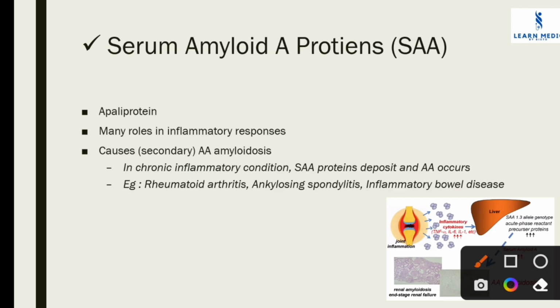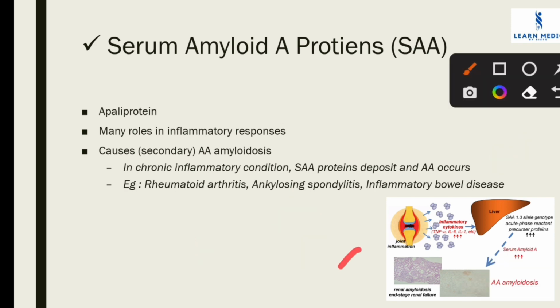The second acute phase reactant is the serum amyloid A protein, or SAA. It is an apolipoprotein. It has a very important role in many inflammatory responses, and it causes secondary amyloidosis. In chronic inflammatory conditions, the serum amyloid A proteins are deposited and secondary amyloidosis occurs. Examples are rheumatoid arthritis, ankylosing spondylitis, and inflammatory bowel disease. In the case of joint inflammation, the inflammatory cytokines stimulate the liver, so the amount of serum amyloid increases, there is an accumulation of amyloid, and secondary amyloidosis occurs.